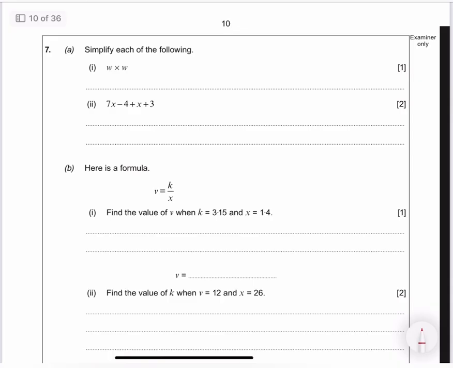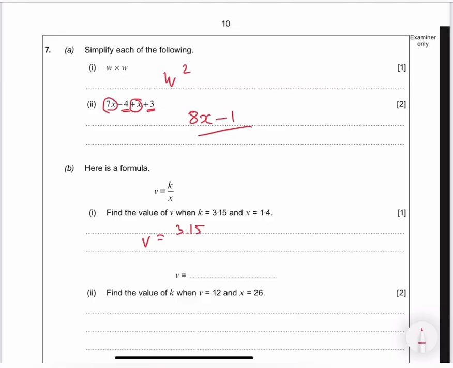Okay, question 7. We've got a few algebraic expressions and formulas. So W times W, of course, gives you W squared. And 7x minus 4 plus x plus 3, we're just going to add the x's together. They are like terms. Just add the numbers at the front. 7x plus x is 8x, and the numbers, minus 4 plus 3, give you minus 1. So that's the expression, 8x minus 1.